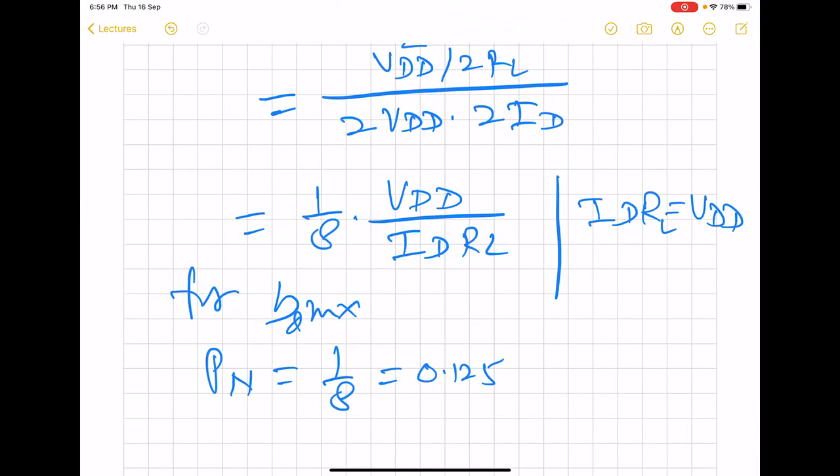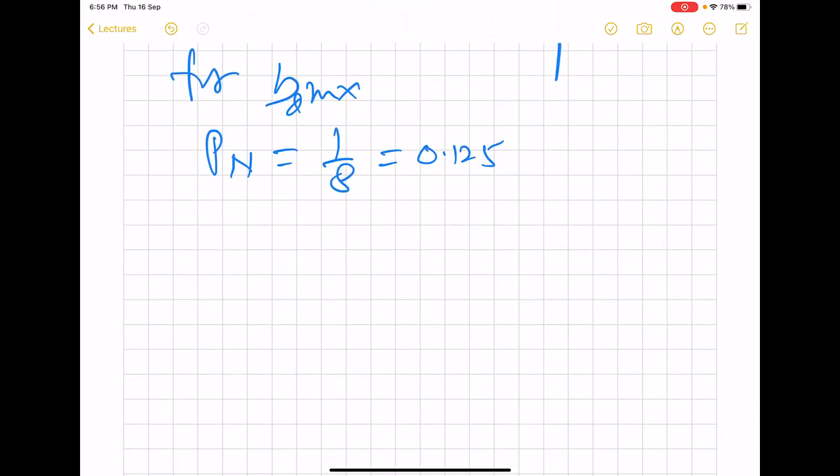Now we would like to see what the power dissipation in the MOS is, because efficiency is quite closely related with this. Higher efficiency means less power dissipation in the MOS.